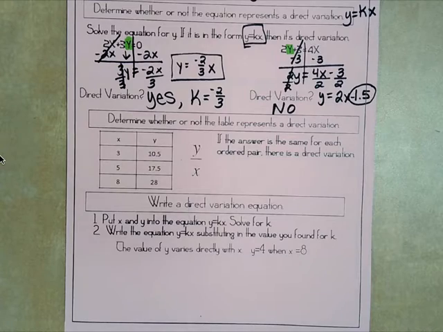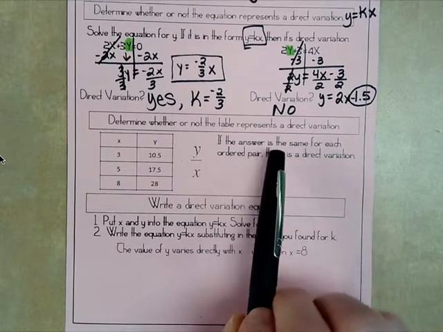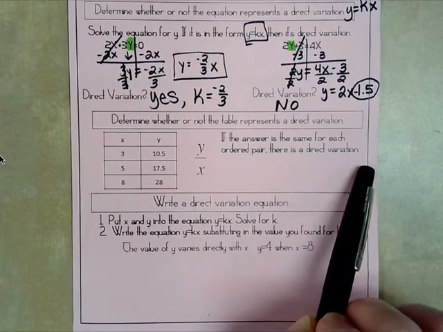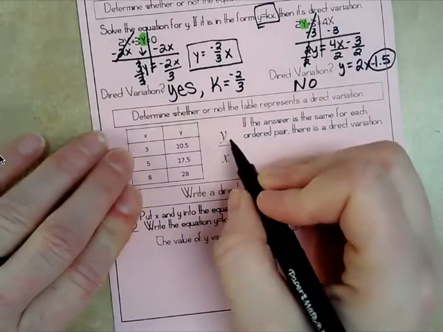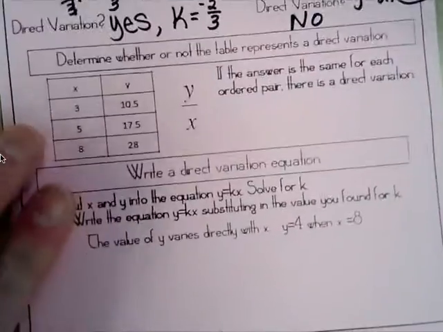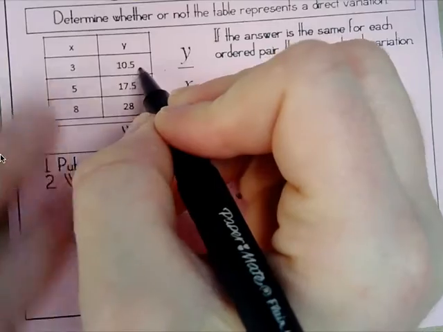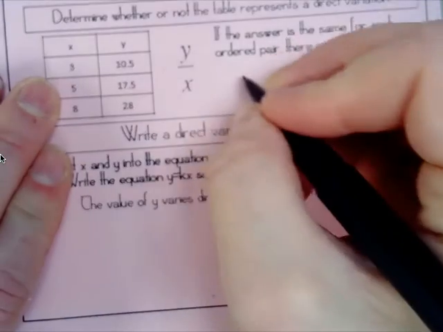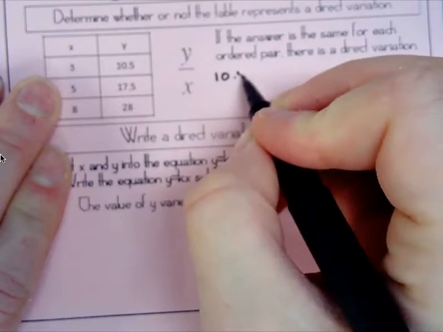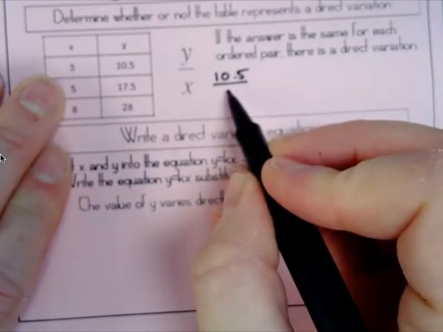Determine whether or not the table represents a direct variation. If the answer is the same for each ordered pair, there is a direct variation. So what you're going to do is divide y by x on each pair. So we're going to do this one, the first pair, the y value, 10.5, divided by the x value.